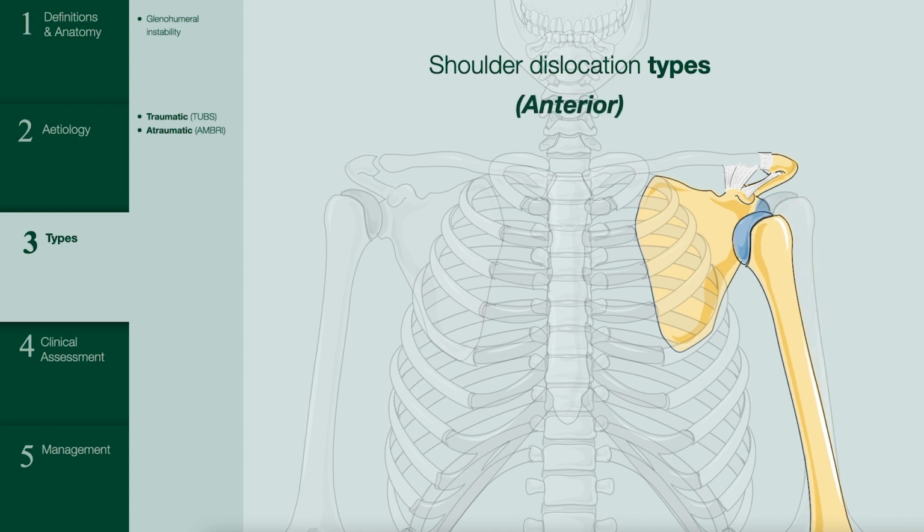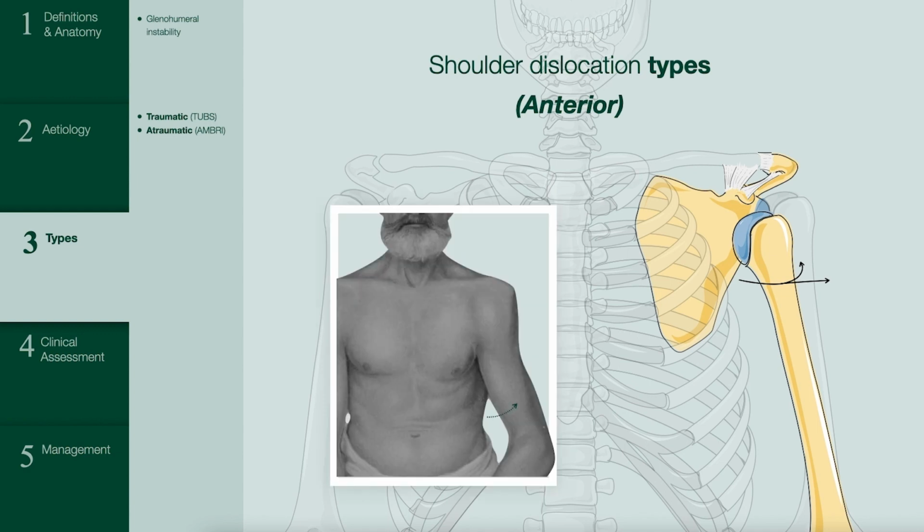Anterior dislocations are the most common. These injuries occur due to external rotation and abduction force, which moves the humeral head anteriorly. Patients will present with their arm in external rotation and abduction. Additionally, the acromion may be prominent, posteriorly and laterally, which makes the shoulder appear as a square. This is known as squared shoulder.